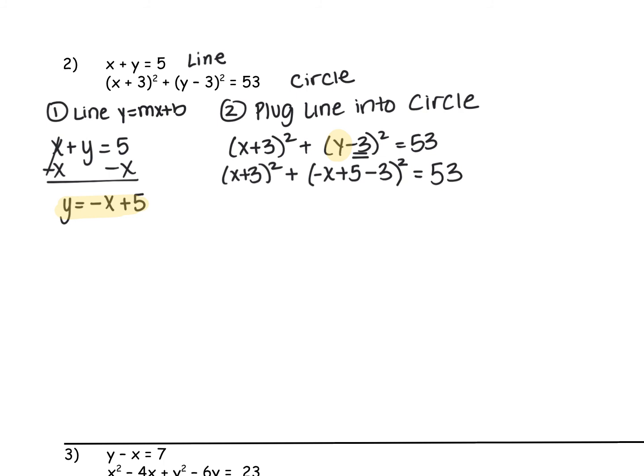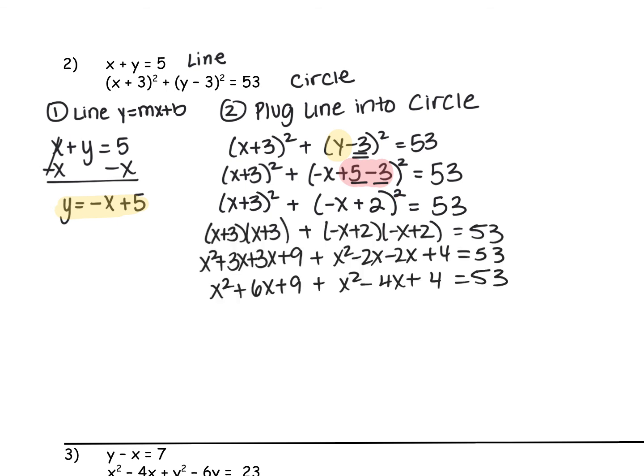Before I can square things, I can probably simplify inside the parentheses first. So it looks like I can add 5 and negative 3. So we've got x plus 3 squared plus negative x plus 2, because 5 minus 3 is 2, and that must equal 53. All right, so what I'd like you guys to do now is pause the video and double distribute this and double distribute this, and then hit resume when you're ready for the answer.